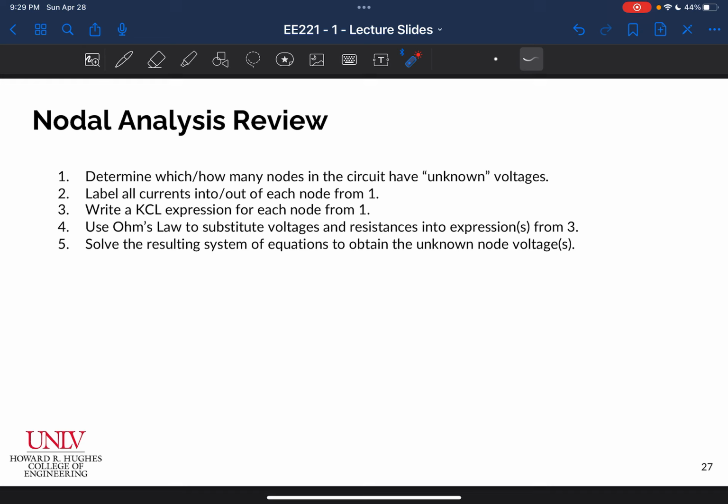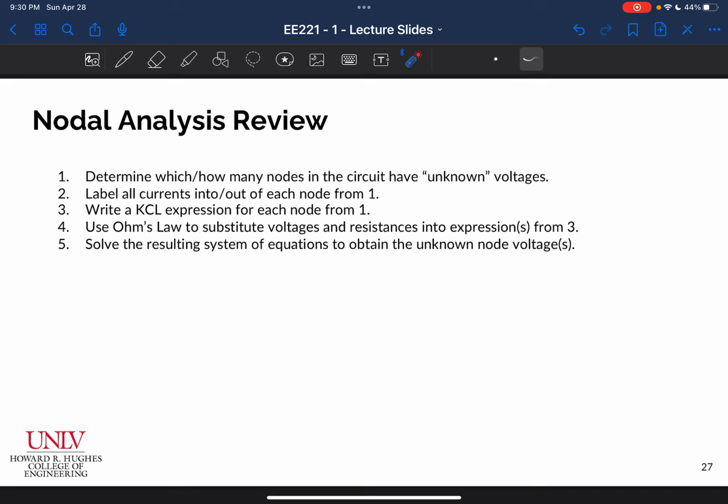The first thing we do is determine which nodes in the circuit have unknown voltages, and how many nodes in particular. Then we label all the currents into and out of each of those nodes, and we write a KCL expression for each of those nodes. This works generally for any number of node voltages you're trying to find, and then you can go ahead and solve the resulting system of equations to obtain all the unknown node voltages.